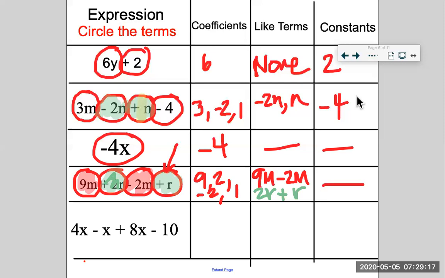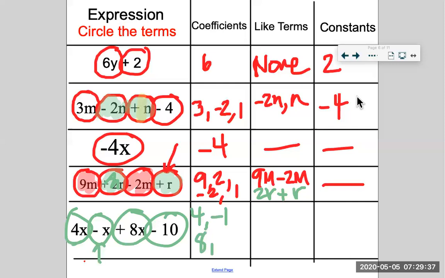Okay, on this last one, 4x minus x plus 8x minus 10. Very simple. If you go through the expression and circle them, it becomes very obvious what you have. So our coefficients, we have a 4 in front of the x. We have a -1 because this negative x means -1x. We have an 8, and that's it. We have this -10 goes in the constant column. And now we could put 4x minus x plus 8x as our like terms. And when we combine them, that would give us 11x's.